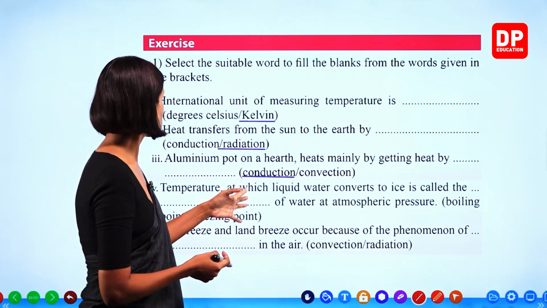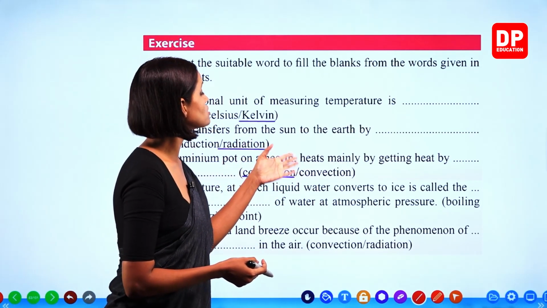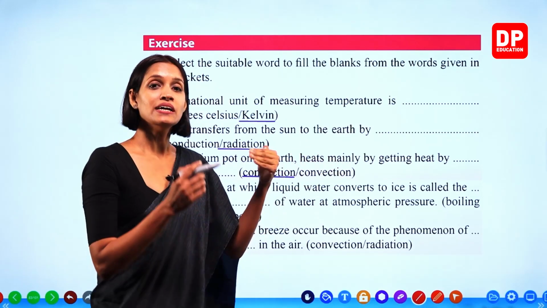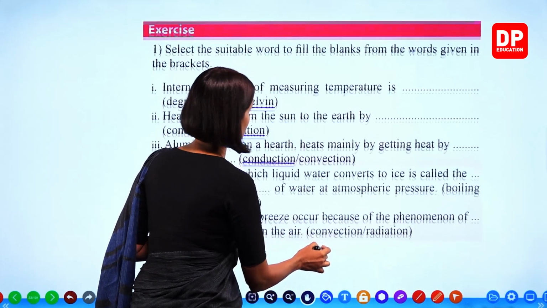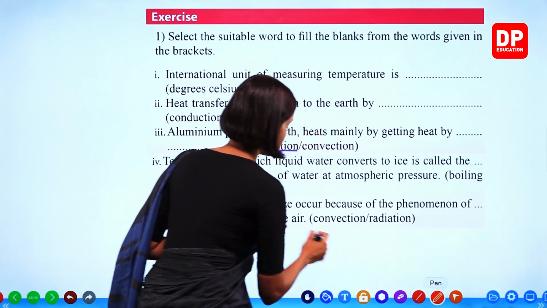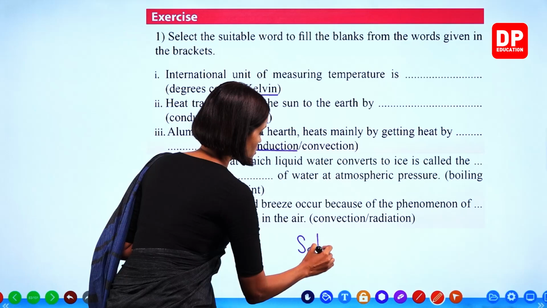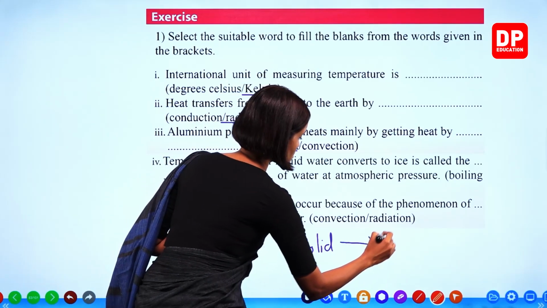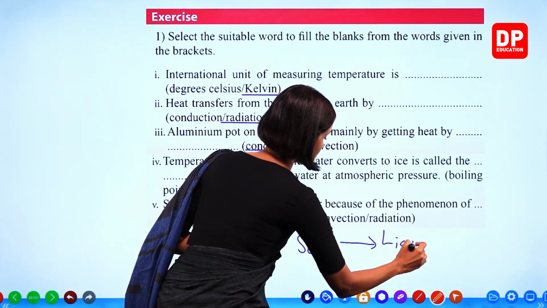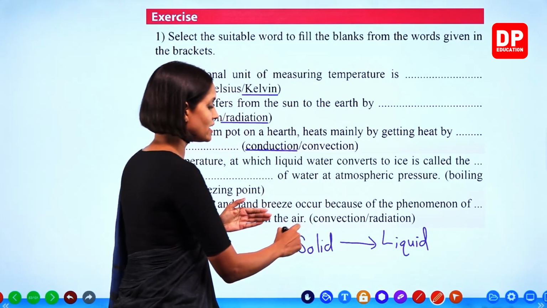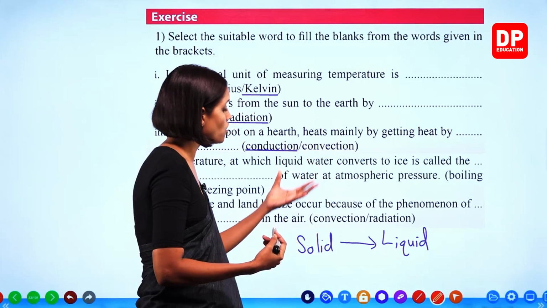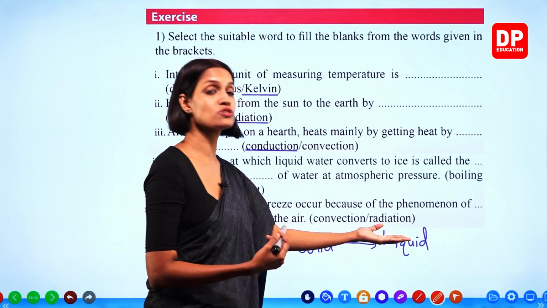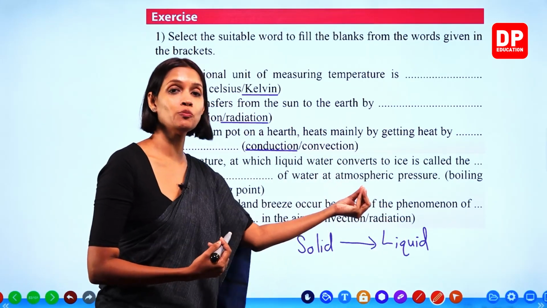Temperature at which liquid water converts to ice is called. The liquid converts to ice. Right? So when we consider solid converts to liquid, the temperature at which a solid converts to its liquid is known as the melting point.